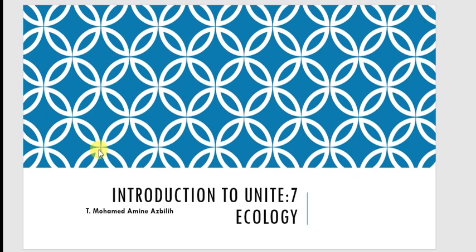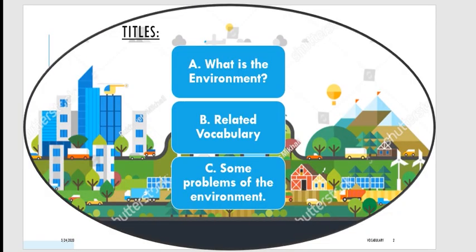This is an introduction to Unit 7, first baccalaureate class, which is ecology. So let's start. Here are the titles, okay? First we are going to see what the environment is. We are going to get to know and understand some of the most important vocabulary related to the environment, and then we are going to take a look at some problems of the environment.